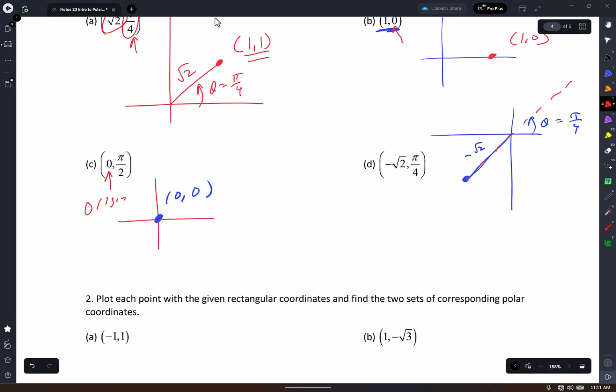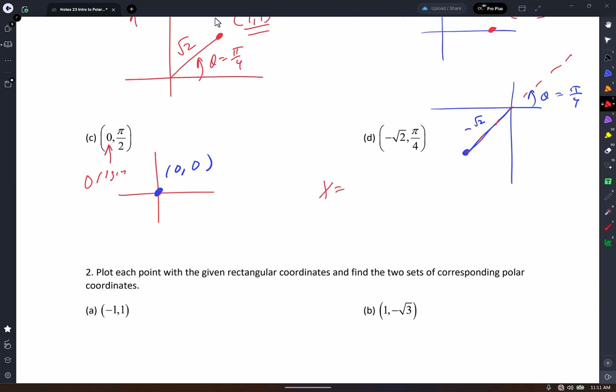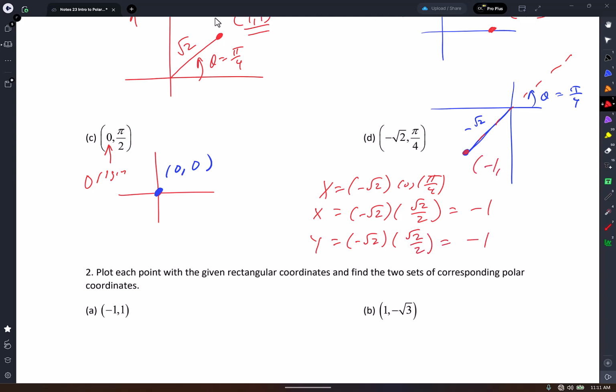I want the x and y coordinate. You can probably already figure it out from letter A. It's going to be negative 1, 1. But just in case, x equals negative square root of 2 cosine of pi over 4. So it's negative square root of 2 times square root of 2 over 2. So it's the same deal, negative 1. And then the same thing for the y. I think I said negative 1, 1, but we're in quadrant 3, so it's negative 1, negative 1. Negative square root of 2 times, again, sine of pi over 4 is square root of 2 over 2. And again, negative 1. So this coordinate is negative 1, negative 1.